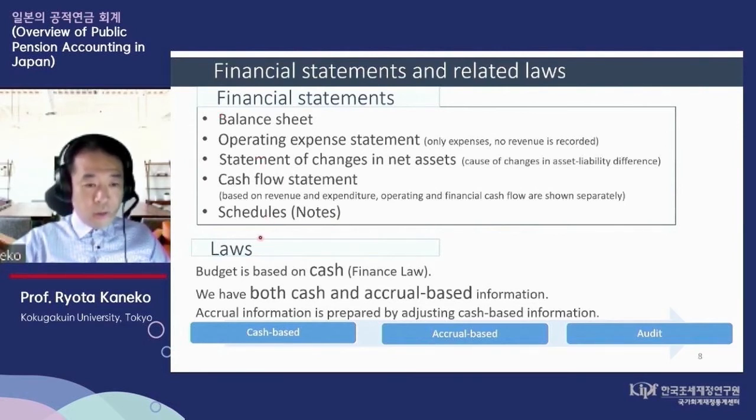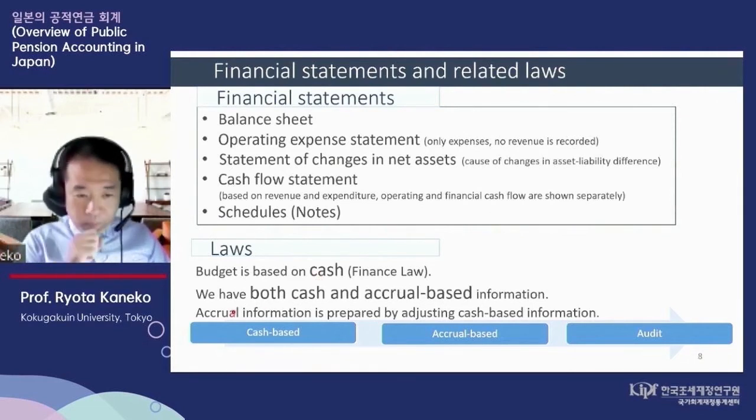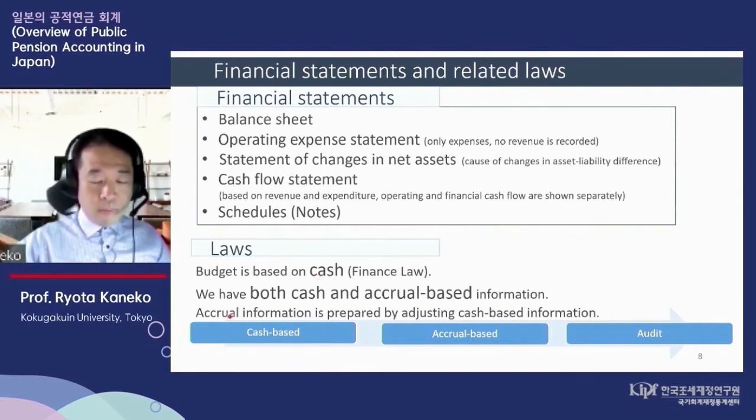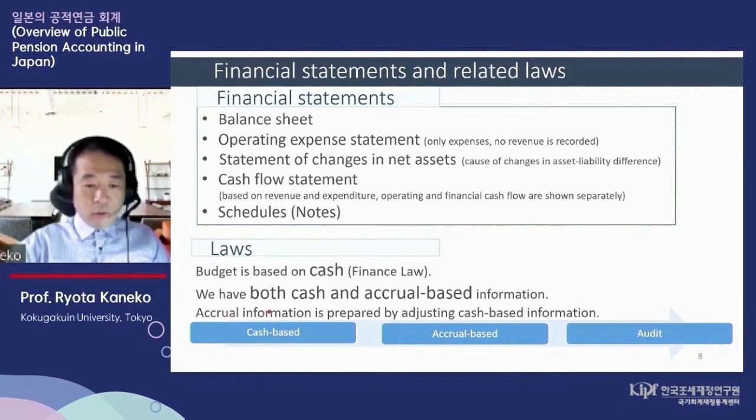So now I would like to talk about our law. According to the finance law here in Japan, the budget is still based on cash. So it means that we have both cash and accrual-based information. The budget is made based on cash, and accrual information is not prepared by a double-entry bookkeeping system, but by adjusting this cash-based information.